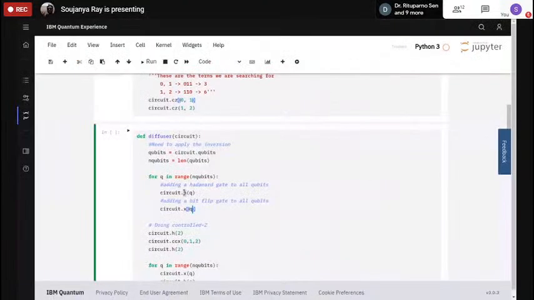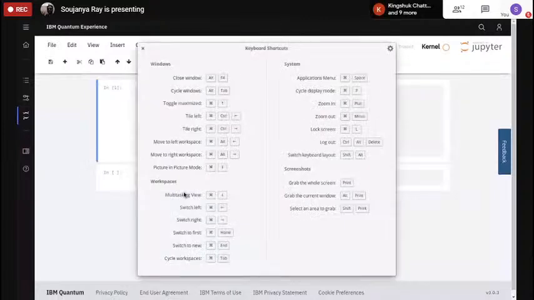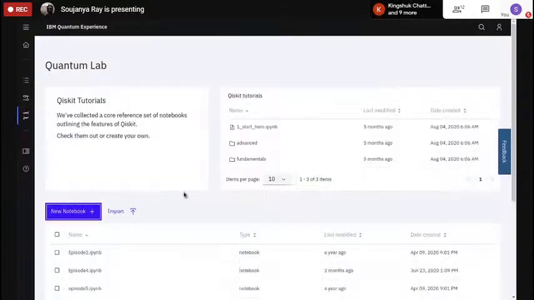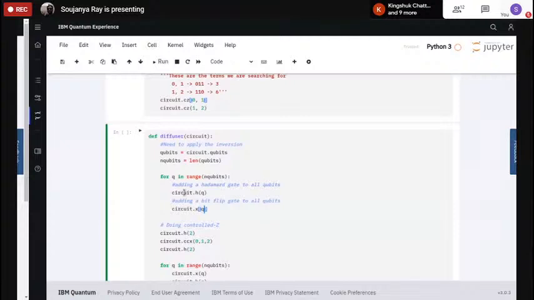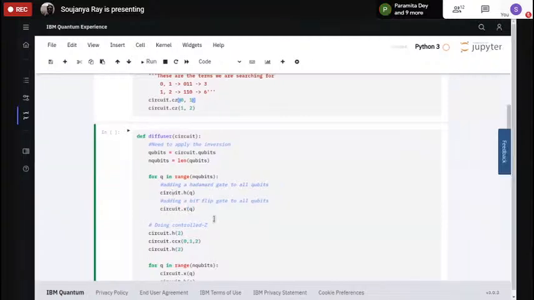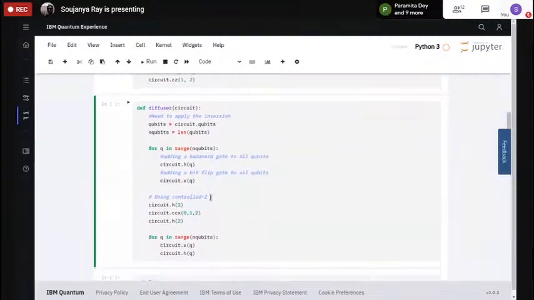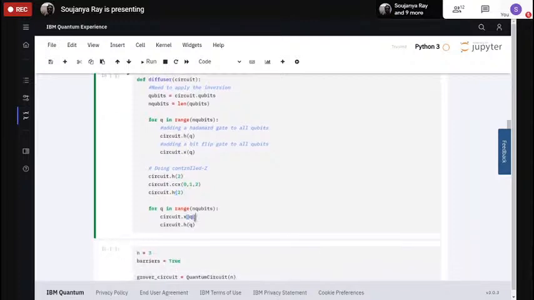If we don't need this, I think we can turn it down. We don't need that. Yeah. And then we again add the Hadamard gates, we add CCX gates, and we add Hadamard gate to the respective qubits. And then we end up with the NOT gate and Hadamard gate.